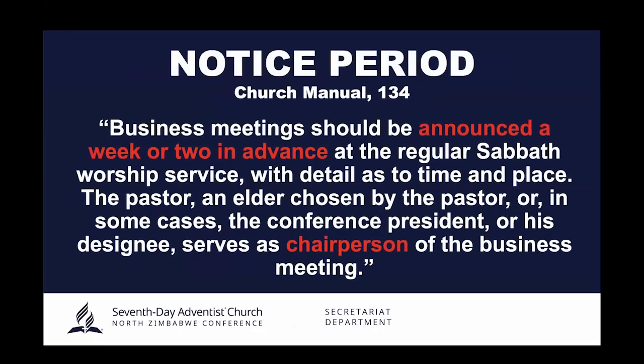Then you also notice on page 134 of the church manual, it says business meetings should be announced a week or two in advance at the regular Sabbath worship, with detail as to time and place. The pastor and elder chosen by the pastor, or in some cases, the conference president or his designee, serves as chairperson of the business meeting. So for it to be a business meeting that has been legally, officially, or properly convened, it has to be announced a minimum of a week up to 2 weeks in advance.